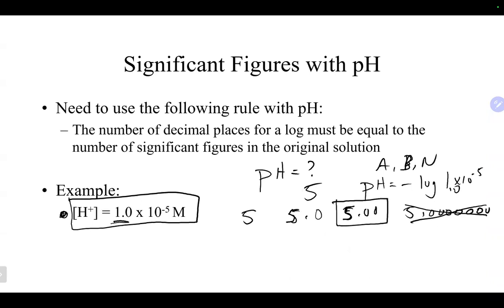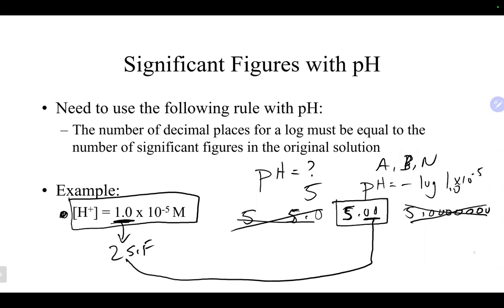Our concentration here has 2 significant figures. Since it has 2 significant figures, that gives me not 2 significant figures, but 2 decimal places. So we're going from significant figures to decimal places, and then we obviously would go the opposite way if we had the pH back to the concentration, decimal places to significant figures. Any questions on that one there? By the way, is it acidic, basic, or neutral? It is acidic, right? Less than 7. Any questions on that there?